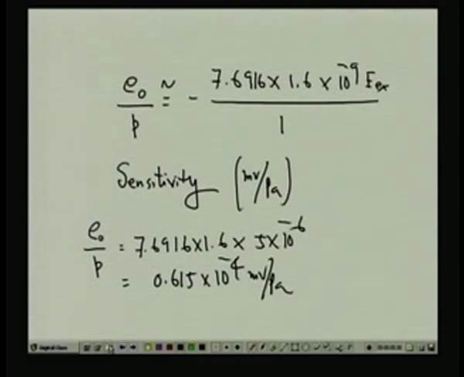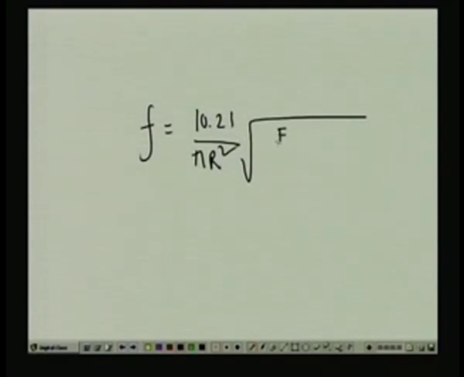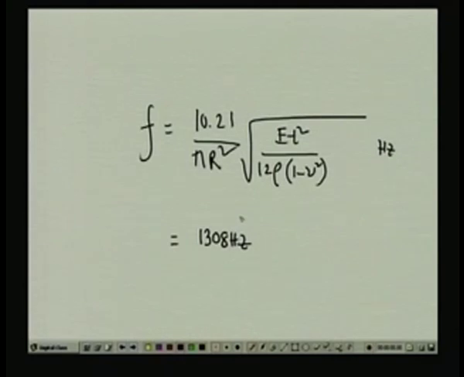Now, for the second part, we know the expression for the natural frequency f equal to 10.21 pi r square, r being the radius of the diaphragm, Et square upon 12 rho 1 minus nu square, this is in Hertz. So, if I put all the values, I will get 1308 Hertz, right.